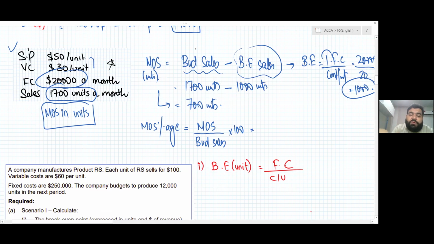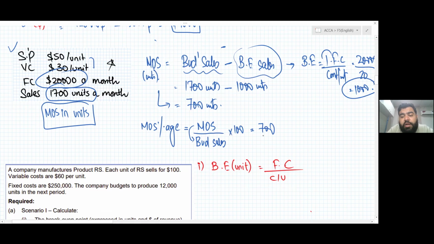For example, why I'm saying the base: base is obviously 100%, and assuming margin of safety is 20%, it means break-even sales will be 80%. I am taking this as 100% because it is the base, and base is always 100%. So that's why I've written here margin of safety divided by base. The real base is budgeted sales. Just as an example, 20% of that budgeted sales will be the margin of safety. So in this case, we have to calculate that percentage: margin of safety divided by budgeted sales into 100.